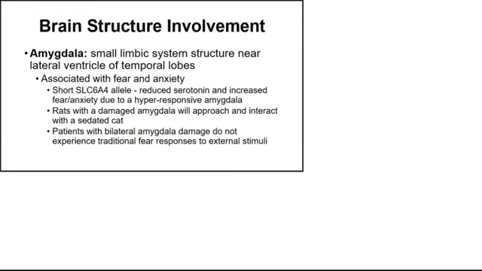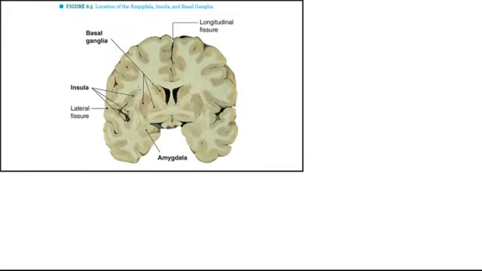But since we mentioned the amygdala, we can actually talk about it. So this is another structure in our limbic system, and it's going to be located near the lateral ventricle of our temporal lobes. So I can actually hop to the next slide, and you can see it here, just in that lower area. Move my mouse over to there.